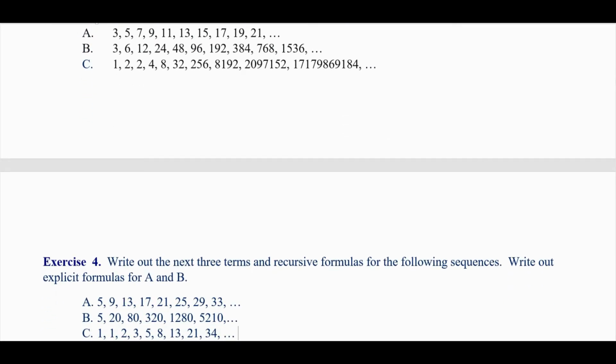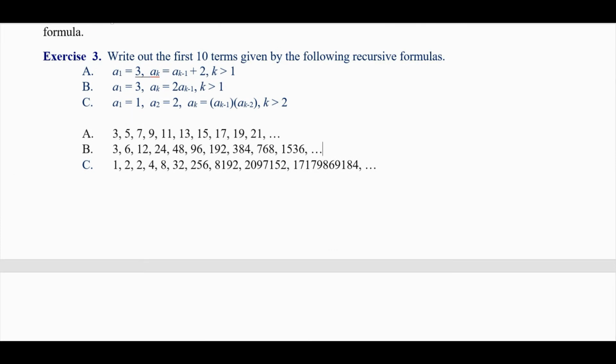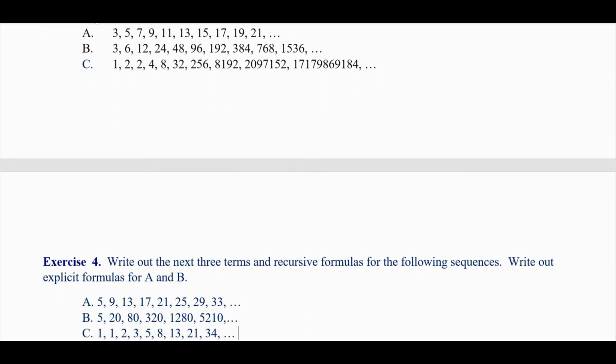All right, now let's reverse it. That time I gave you the recursive formulas and had you come up with the first terms and write the sequence out. This time it's pattern recognition. Fill out the next three terms and recursive formulas for the following sequences. And then also see if you can write out explicit formulas for the A and B lines. Work this out yourself and come back when you're done. Press pause now.